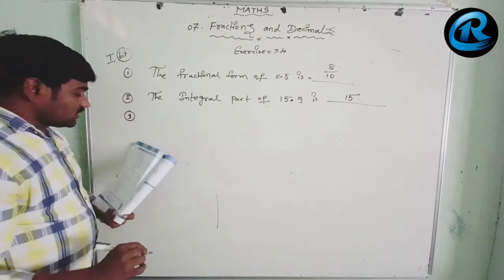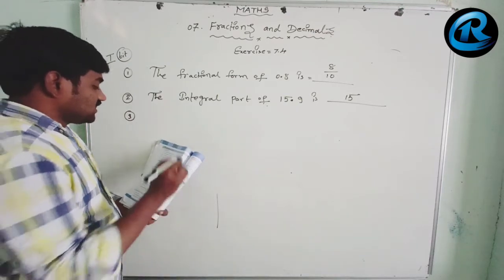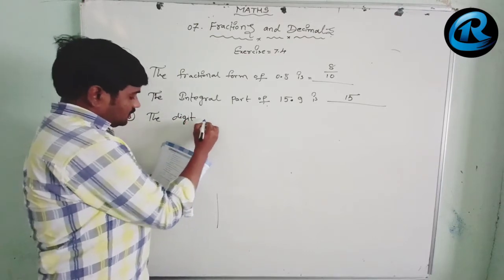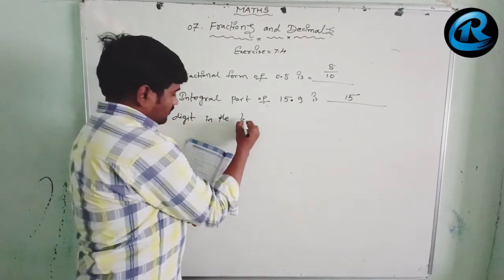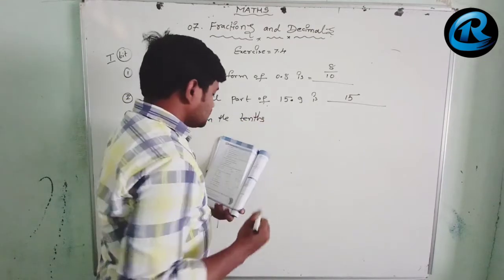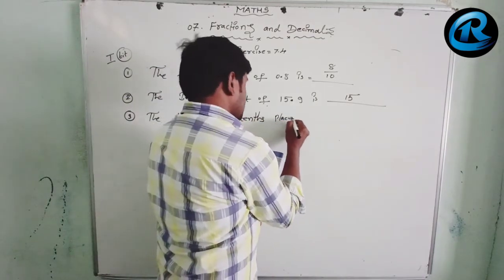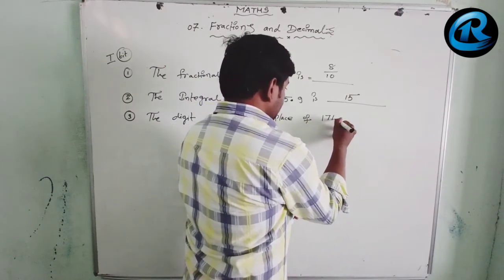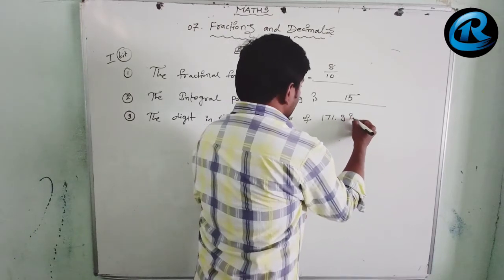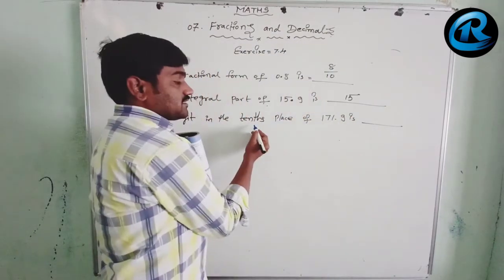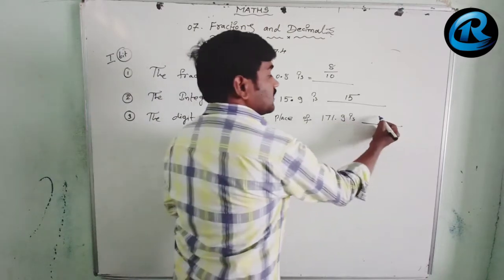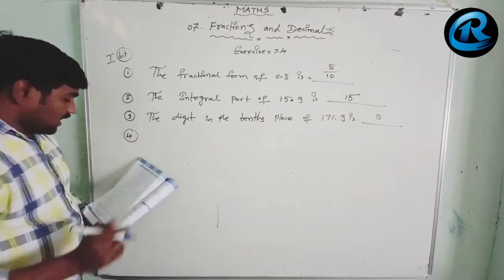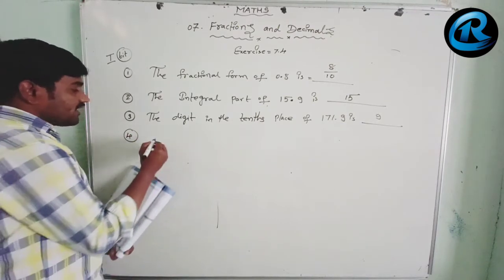Then the third question here: the digit in the tens place of 171.9. Is it tens place? The digit in the tens place is nothing but 7. Okay, the digit in the tens place is 7. Now the place value of 8.